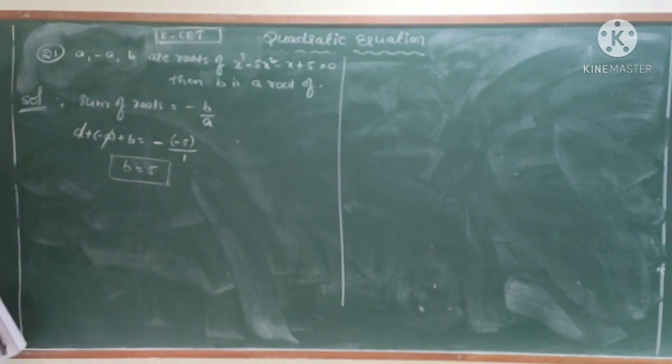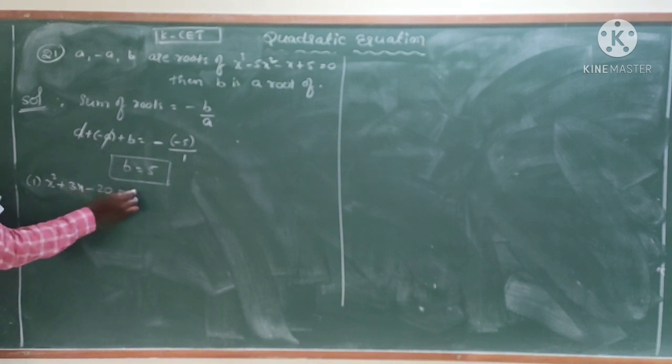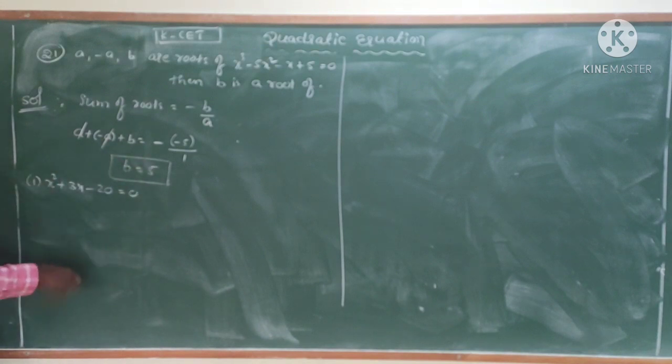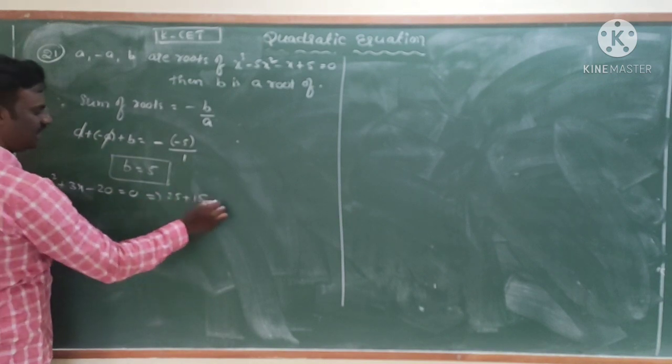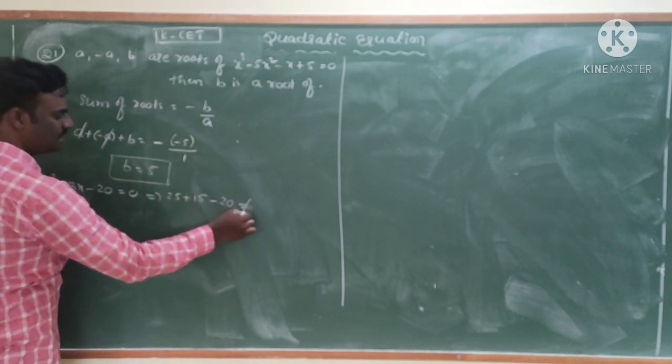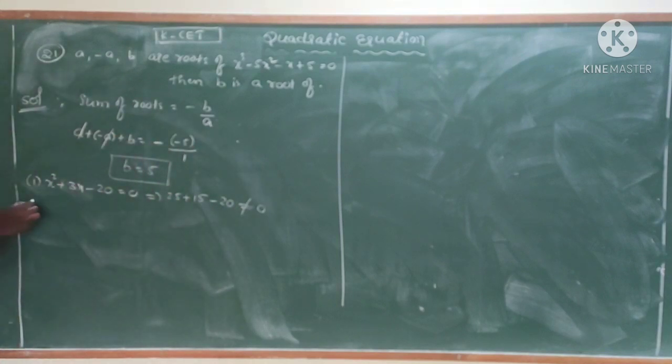Now I will verify the options. First option, x square plus 3x minus 20 equals 0. If you want to verify whether it is a root or not, substitute this value and you will get the answer 0. 5 square 25, 3 times 5 is 15, minus 20, this is not equal to 0. Therefore, it is not a root of this equation.